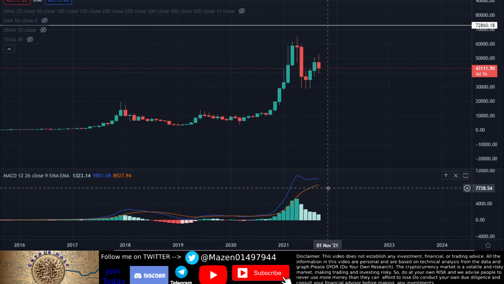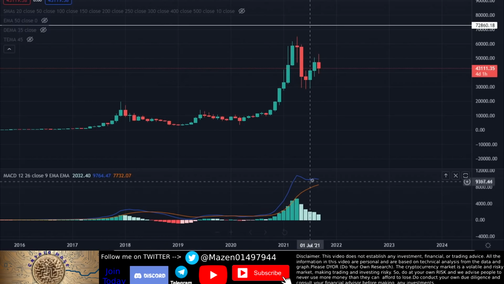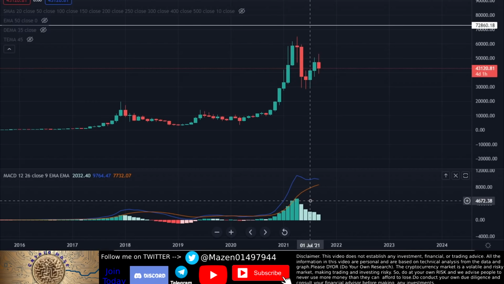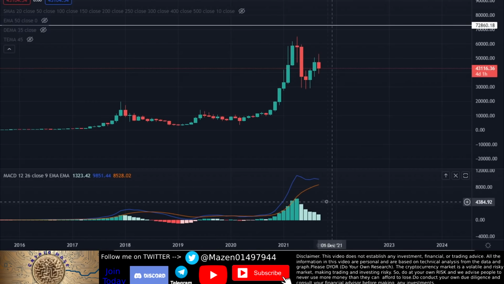Some people call it a bear market. You can call it whatever you want. But expect that corrective phase to happen, where you're probably not going to see higher highs on Bitcoin for a couple of months. So yeah, very interesting.